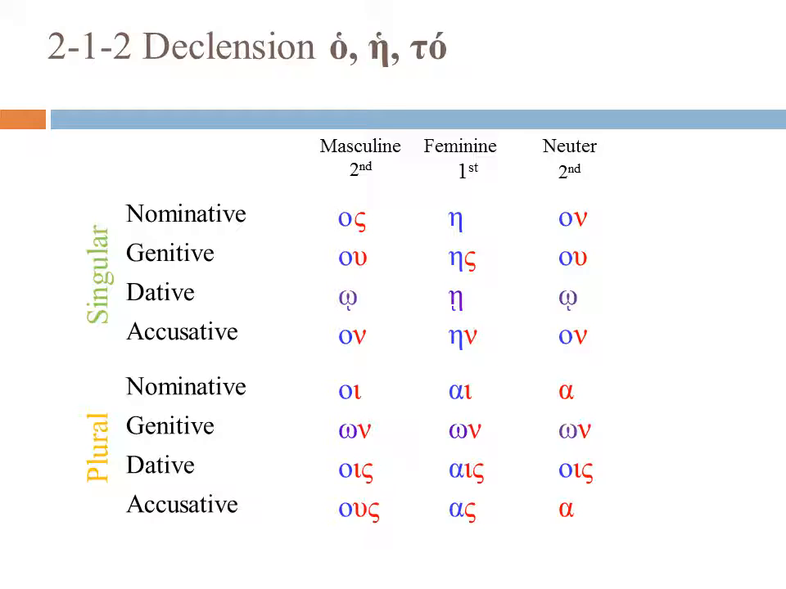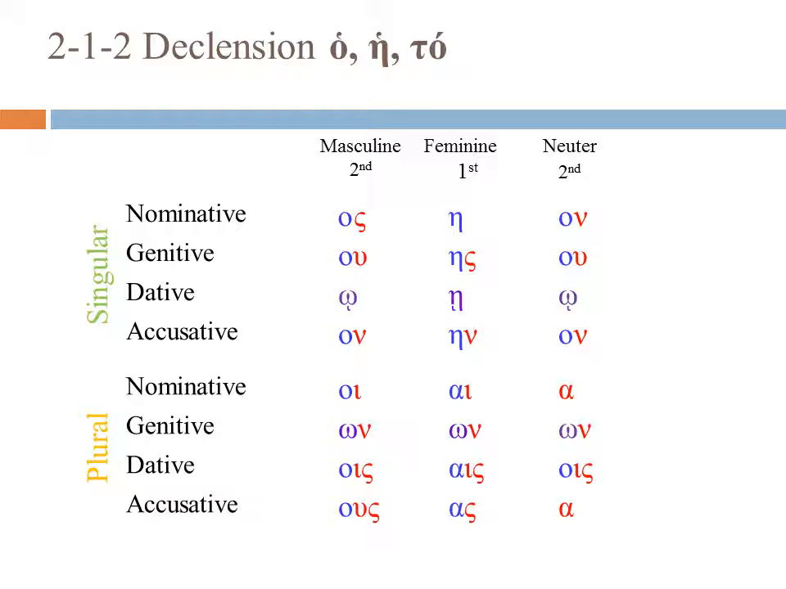These are the nominative forms of the definite article. Ho being masculine, second declension. He being feminine, first declension, eta. And to being second declension, neuter. Beneath here are the colorful endings. These are the endings of the nouns that we've studied so far. Masculine, second declension. Feminine, first declension, and this is first declension eta specifically. And neuter, second declension.